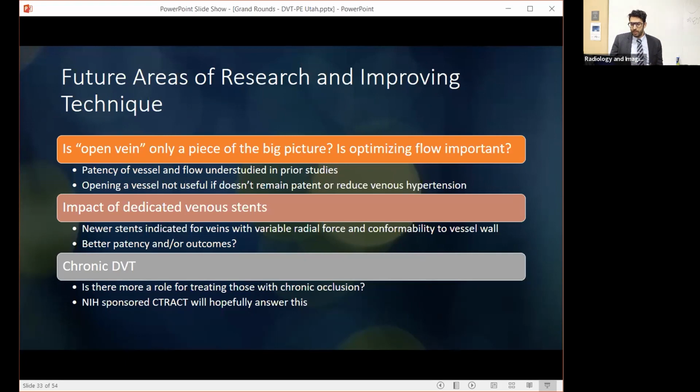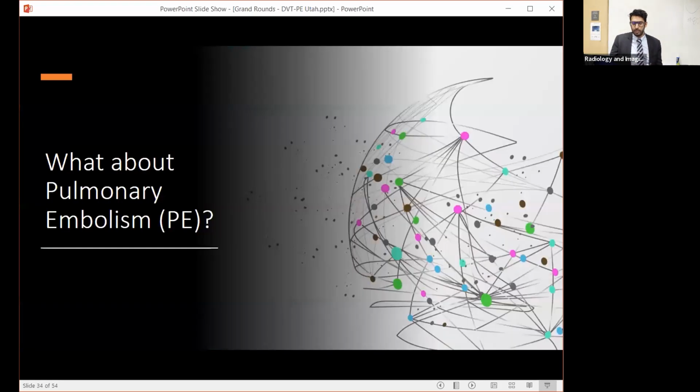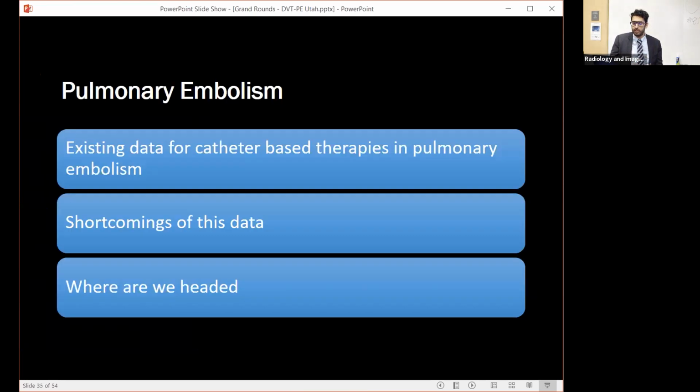So with that, that's 50% of the talk, which is DVT. I'm going to pivot over to pulmonary embolism or PE, try to breeze through this a little bit. We're going to just review some existing data for catheter-based therapies in PE, and we're going to talk about the shortcomings of this data, unfortunately, similar to DVT. And then we'll talk a little bit about where we're headed.